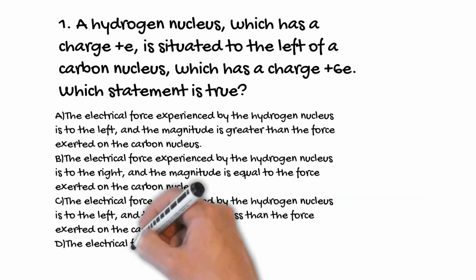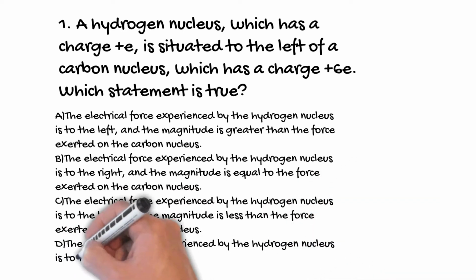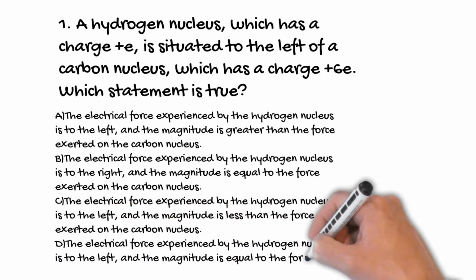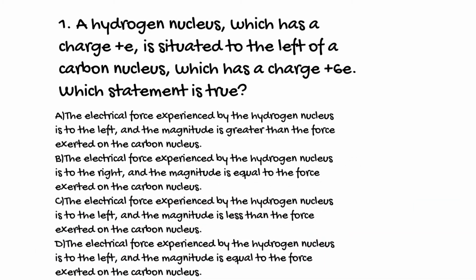So we'll give you a few more seconds to look at the answer choices and get to the answer. The charges are not equal. One is plus E, the charge of the electron. The other has a charge 6 times E. So I hope you picked your answer by now.